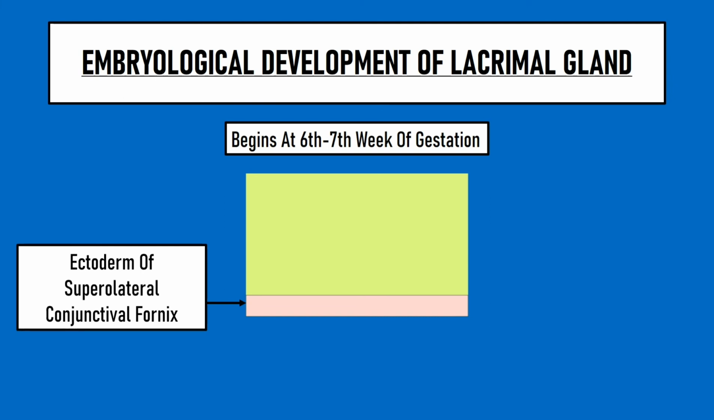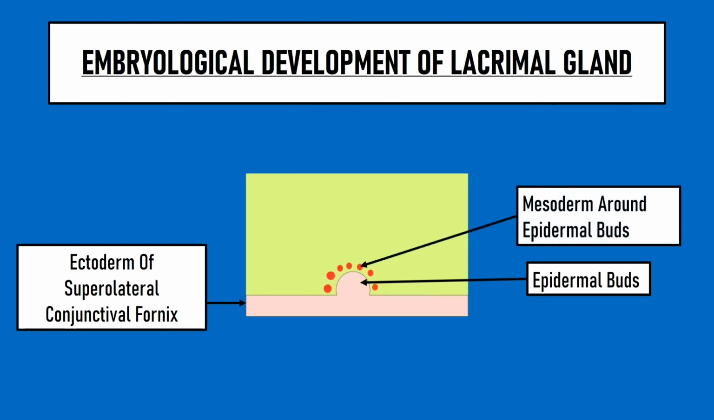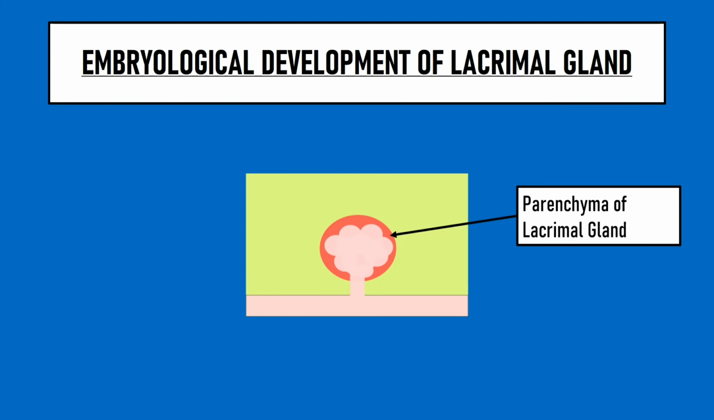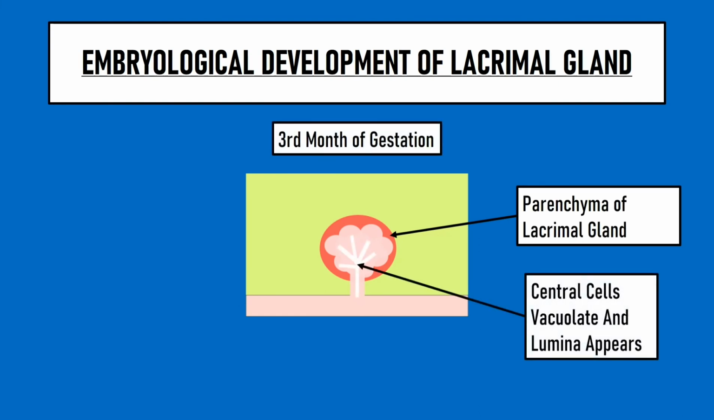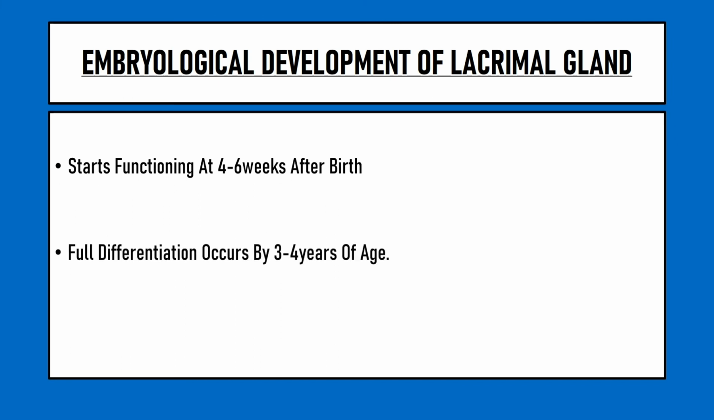So in this diagram, this pink bar represents the ectoderm of the supralateral conjunctival fornix, and this elevation is the bud that arises from it. These red dots represent the mesoderm around the epidermal buds. Mesenchymal condensation around these buds forms the parenchyma of the lacrimal gland. By the 3rd month, the central cells vacuolate and lumina appear. So the lacrimal gland starts functioning at 4 to 6 weeks after birth. That is why newborns don't produce any tears. Full differentiation of the gland occurs by 3 to 4 years of age.